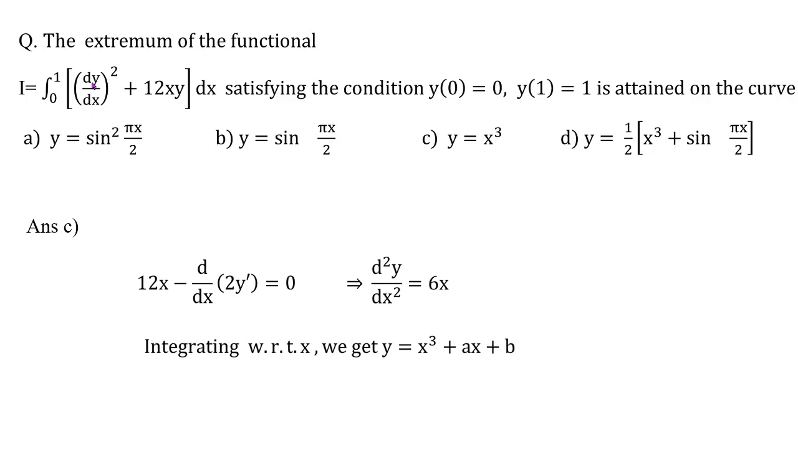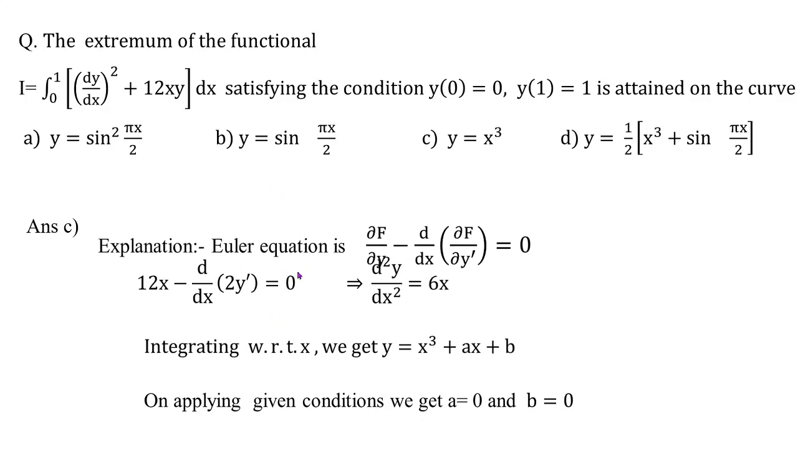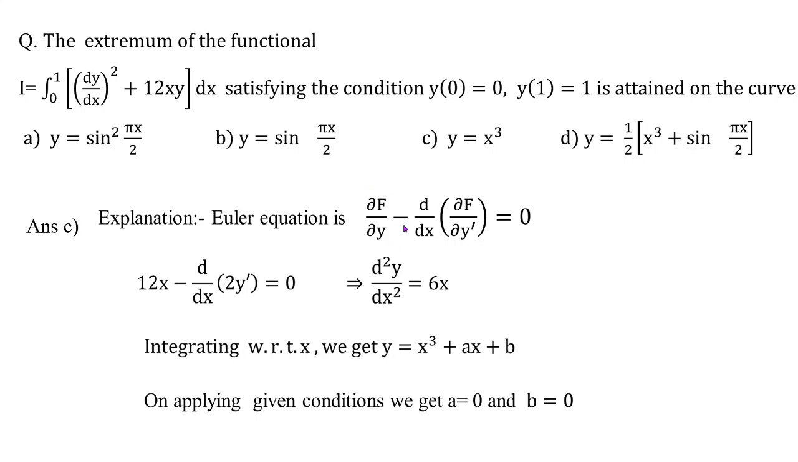So capital F is nothing but (dy by dx) whole square plus 12xy, which involves all the contents, that is x, y and y dash. So we will go for directly the Euler's equation, which is given by del f by del y minus d by dx of del f by del y dash equal to 0. Now find the various terms required in this equation, that is del f by del y and del f by del y dash. So we will find the partial derivative of f, which is y dash square plus 12xy, with respect to y as well as y dash. So we will reach this solution after simplification.